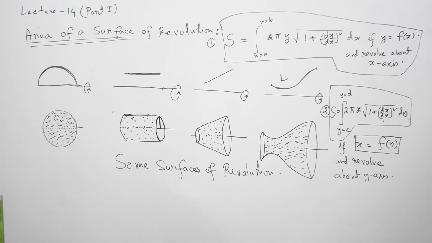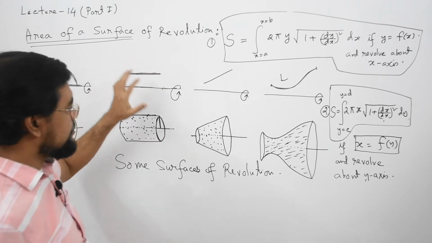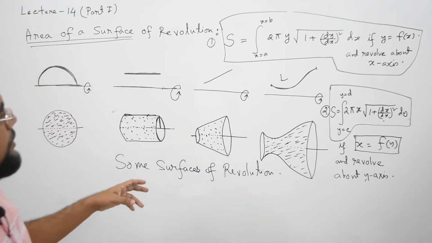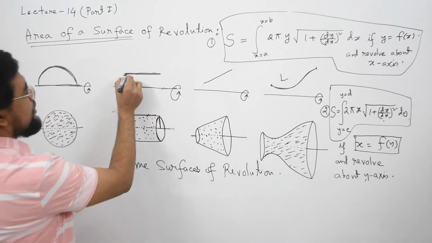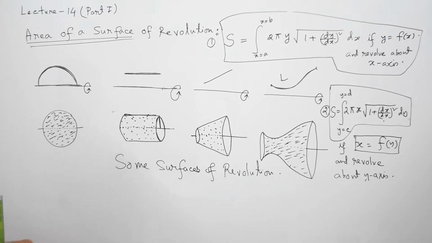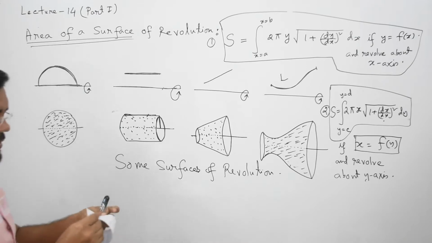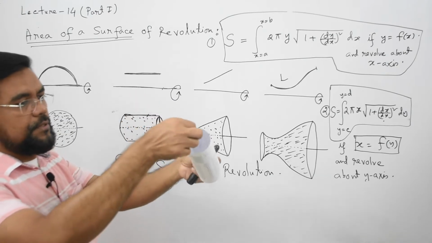Now the next question is, how can we calculate the area of surfaces like this? Here we have two formulas in order to calculate the area of a surface of revolution. If you revolve this straight line about this line, you will get a cylinder like this, a solid cylinder with empty interior.